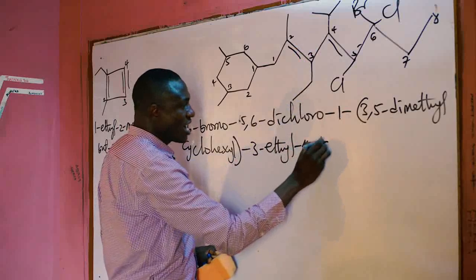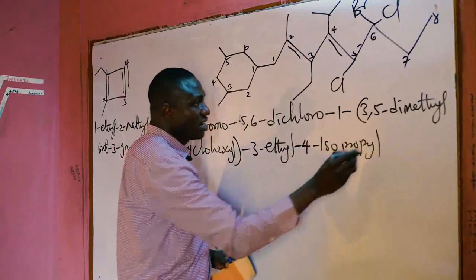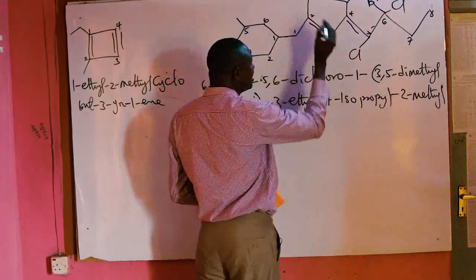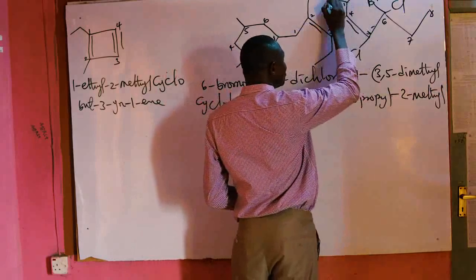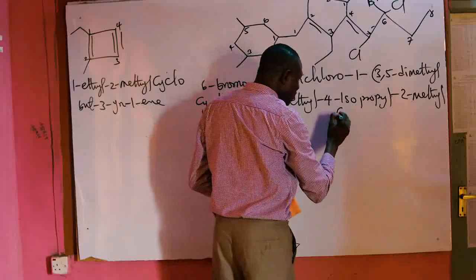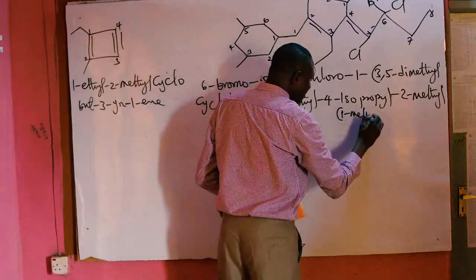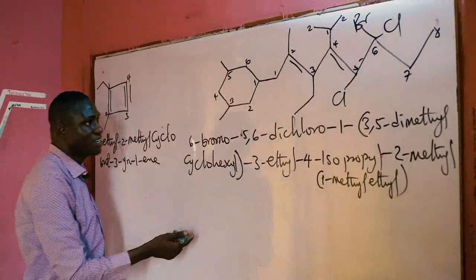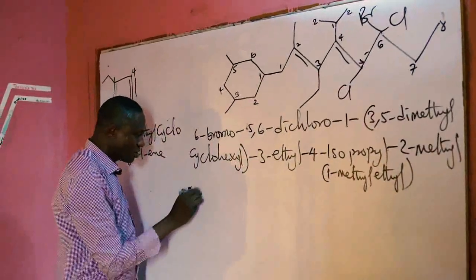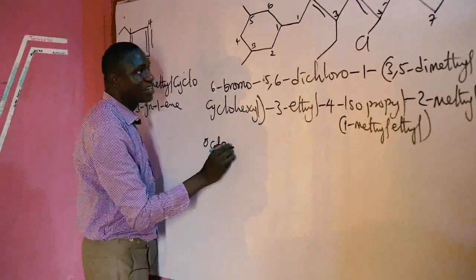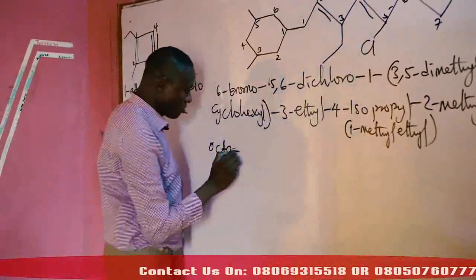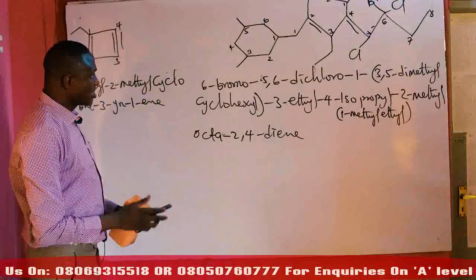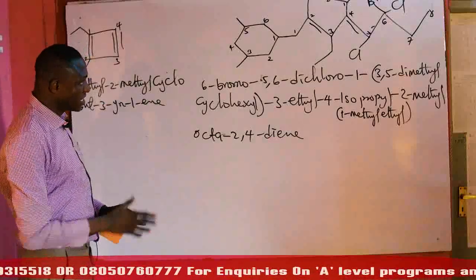So this is 4-isopropyl. Then we have 2-methyl. Don't forget, I told you that this isopropyl can be named: look at this, carbon 1, carbon 2, carbon 2. On carbon 1, there is a methyl group, so you can name it as 1-methylethyl. That's the same thing as isopropyl. So after 2-methyl, what do we have next? The parent name of the compound, 8 carbons, oct, what? That will be octa-2,4-diene. So that's how to name cyclic compounds, cyclic hydrocarbons to be precise, or alkylates.